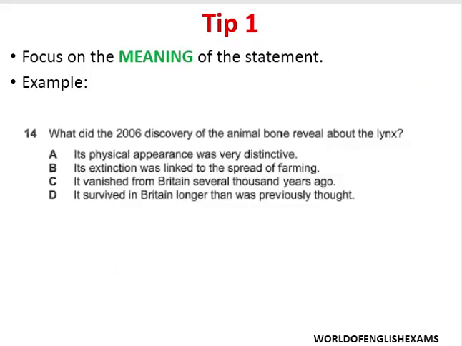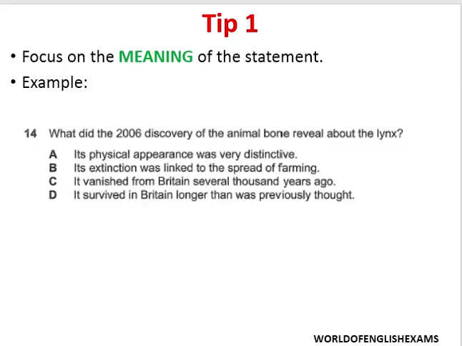So let's start with tip number 1. Focus on the meaning of the statement. Guys, this is very important, to not focus only on the keywords. Of course, I don't say that keywords are unimportant. Keywords are definitely important, but more than that is the meaning of the entire statement.